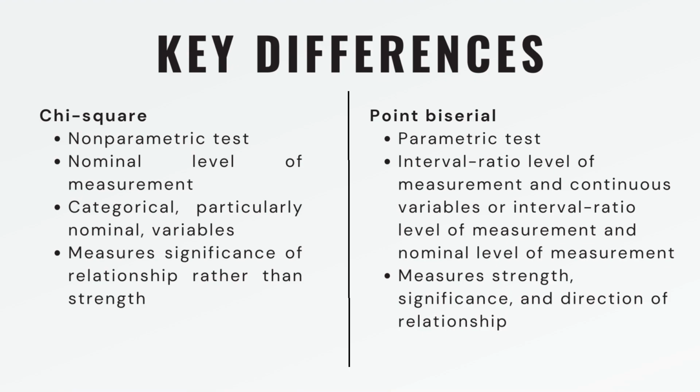Finally, for point biserial, the differences are that the point biserial test is a parametric test and measures the strength, significance, and direction of a relationship. Its similarity with chi-square, however, is that it does consider categorical variables. To be specific, it only considers dichotomous categorical variables wherein there are only two choices, such as yes or no.